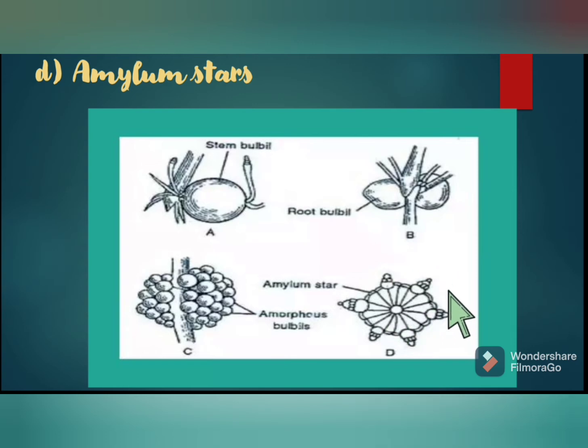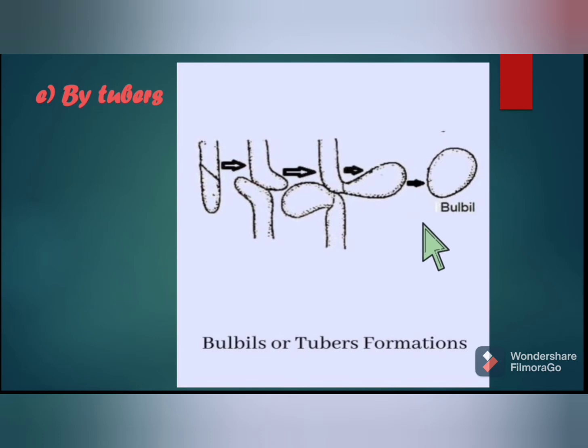These are multicellular aggregations of cells looking like stars. That is why the name amylum stars, and also they are filled with amylum starch. Thus they are called amylum stars, and such structures are found in Chara, which help in vegetative reproduction. Reproduction can also occur by tubers. Tubers, just like bulbils, are found in Chara, and such bodies are full of starch. So by tubers also vegetative reproduction will occur.